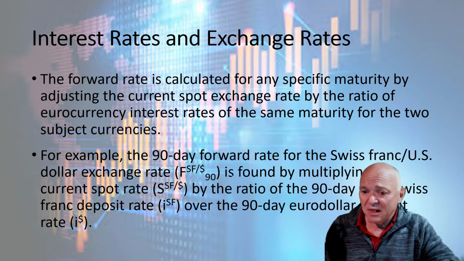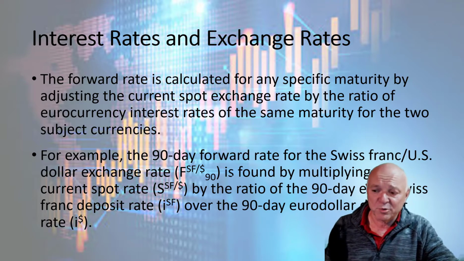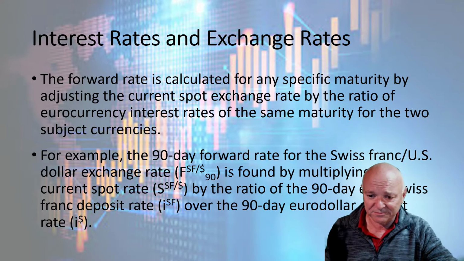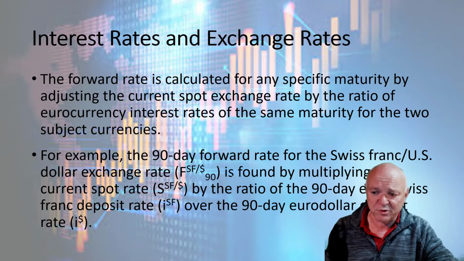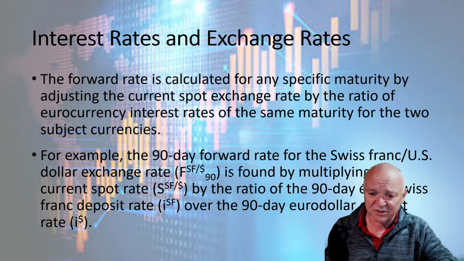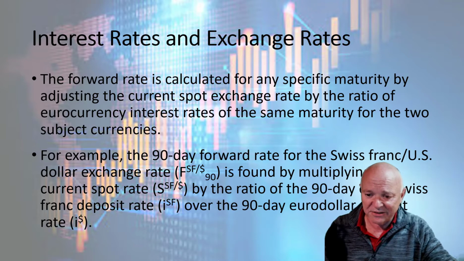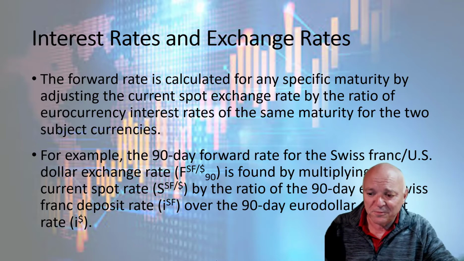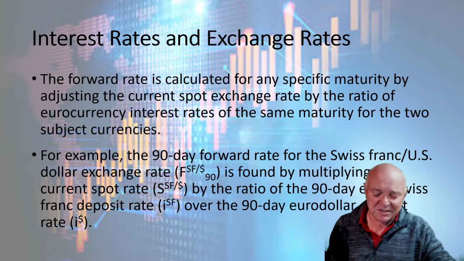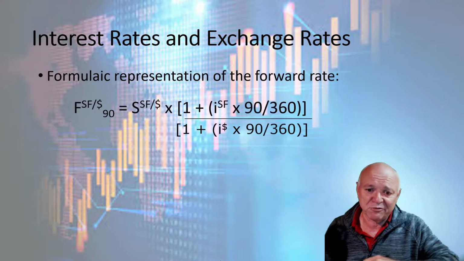So, for example, if we have a 90-day forward rate for the Swiss franc to the US dollar, and want to find the exchange rate for that 90-day forward rate, we can get it by multiplying the current spot price of Swiss francs to the dollar, the S of SF to the dollar, by the ratio of the 90-day euro Swiss franc deposit rate over the 90-day euro dollar, US dollar, deposit rate. And this is what that would look like in a formula.